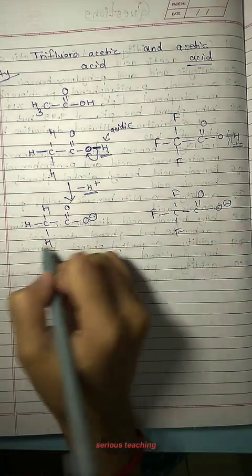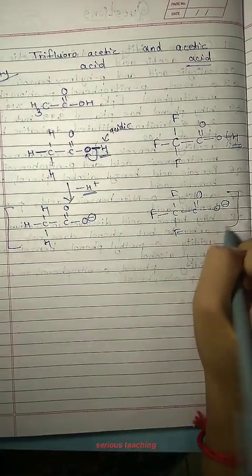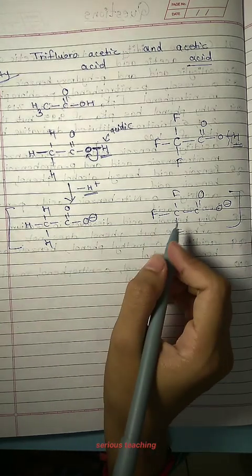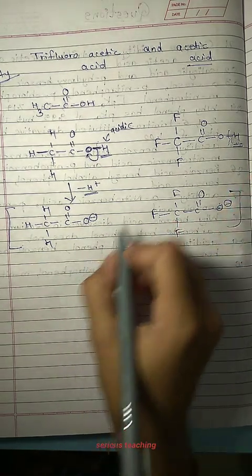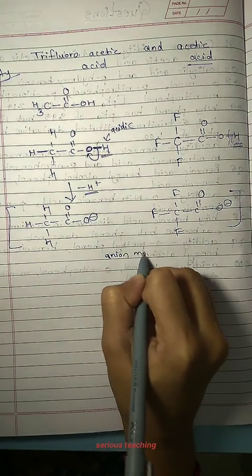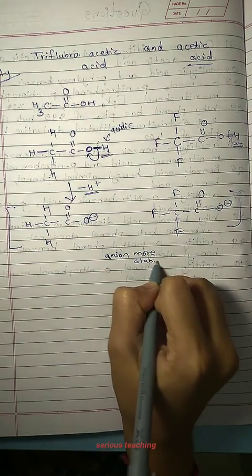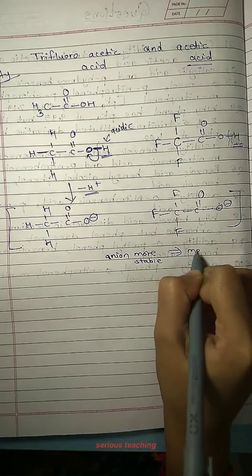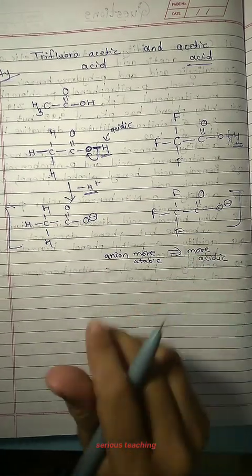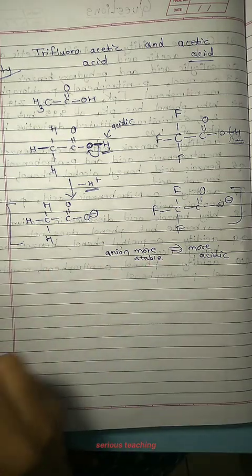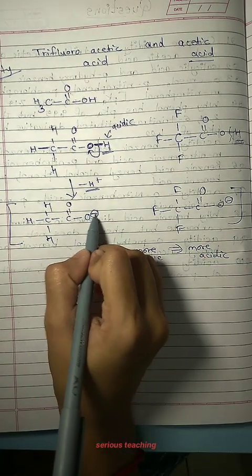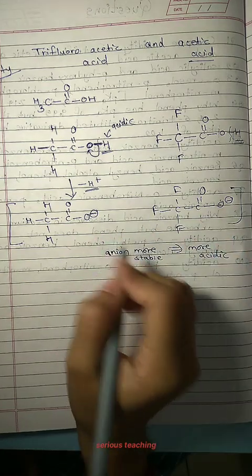Now when we get these two anions, we have to study the stability of anions. The anion which is more stable will be more acidic, or it will react faster. So now we have to check which anion is more stable. As I told you earlier, we have to check the stability of the anion by using electronic effects.